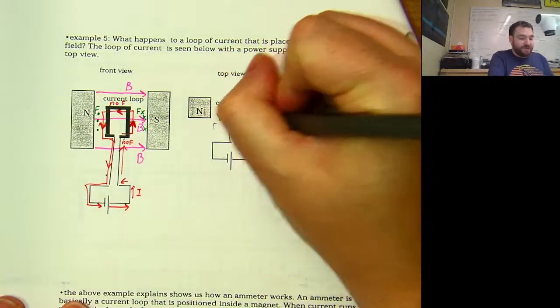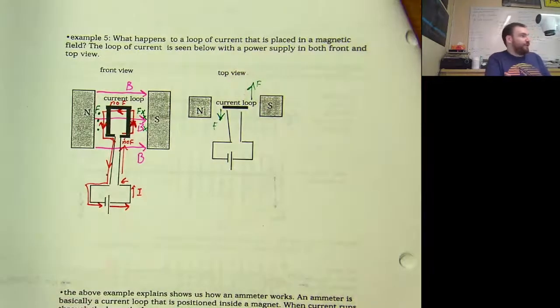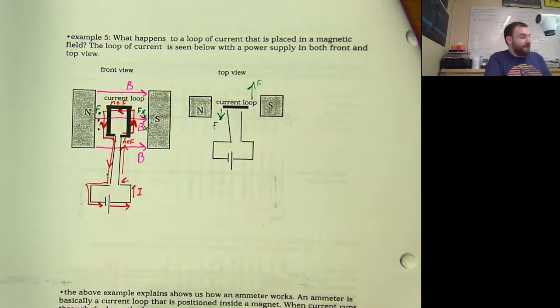These are just the forces. Those forces are going to create a torque. That torque is going to cause the loop to spin.